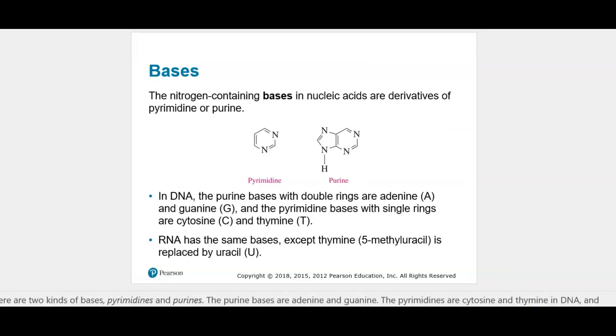The bases are derived from 2 basic ring structures. One is pyrimidine, and you see the structure of pyrimidine, which is an organic molecule. And there are also purines, and you see the structure of purine as well. On the purine, there's a nitrogen with a hydrogen on it. Then there are other hydrogens on the molecule, not on nitrogen.